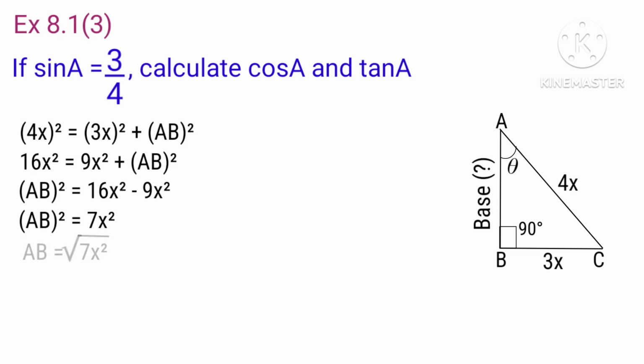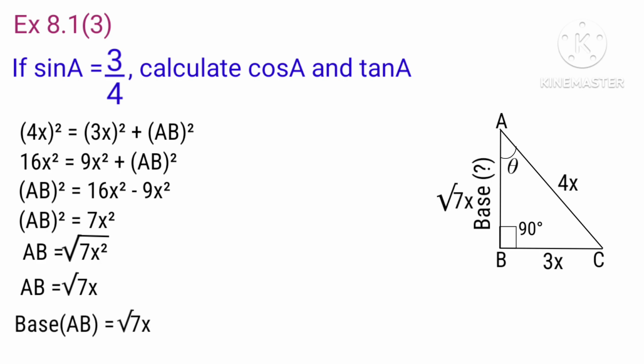So when we take the square root on the other side, we'll get AB is equal to square root of 7x whole square. So next, the square root and x square will get cancelled. So I'll get AB is equal to square root of 7x, that is the base. So base is equal to square root of 7x.